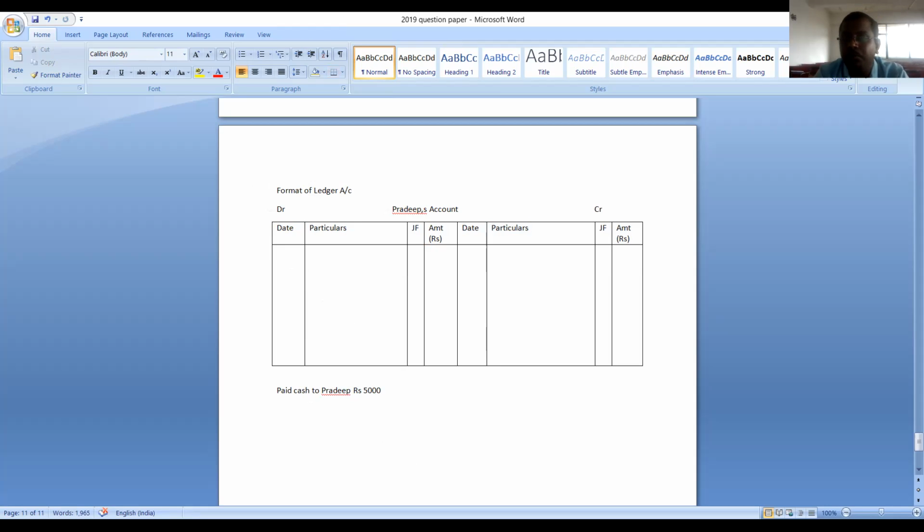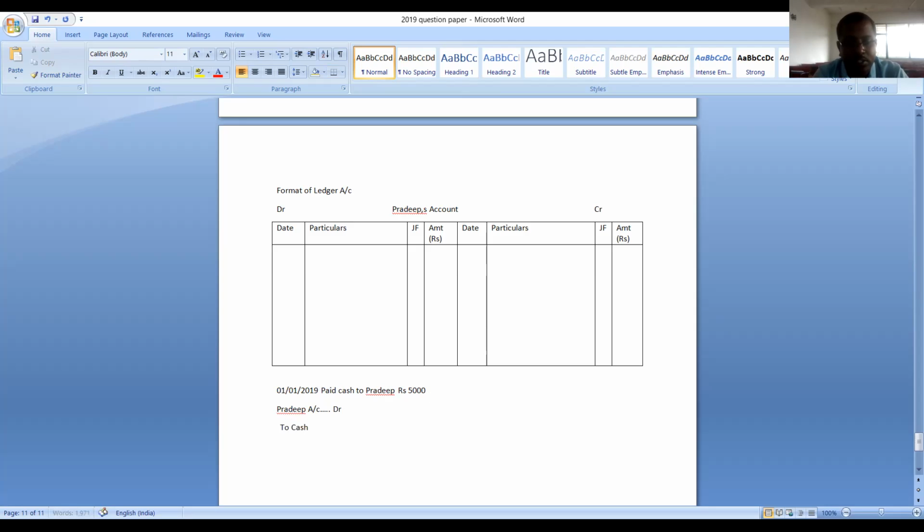First, we should pass the journal entry. We'll write the date: it is on 1st January 2019. Paid cash to Pradeep rupees 5,000. This is the transaction. So first we should pass the journal entry. The journal entry is Pradeep's account debit to cash account.